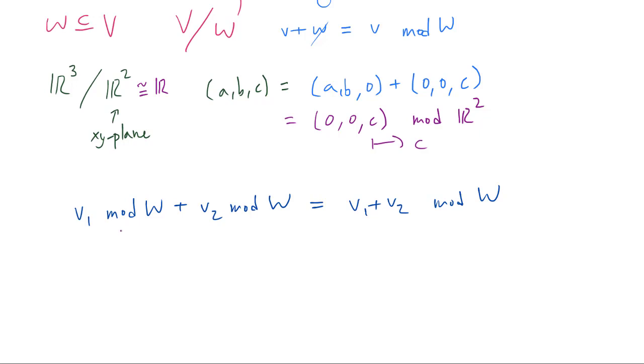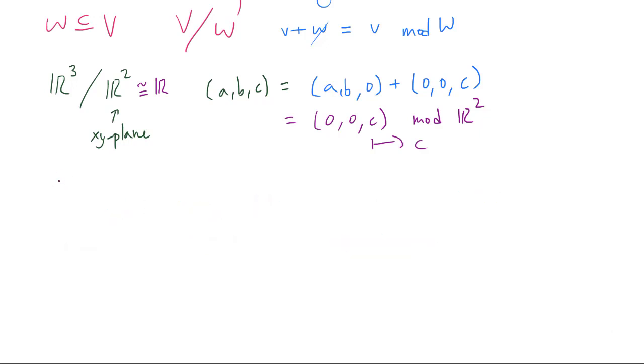But a potential problem that we may have is that v1 mod W is really the same as v1 plus some arbitrary element w1 in W, and v2 mod W is really the same as v2 plus some arbitrary element w2 in W. We need to ensure that v1 plus v2 mod W and v1 plus w1 plus v2 plus w2 mod W are actually the same. But of course this is true because w1 and w2 are considered zeros, so that these two are actually equal. So there's no problem with defining vector addition like this, and analogously, I encourage you to check that there's no problem with defining scalar multiplication in the natural way.